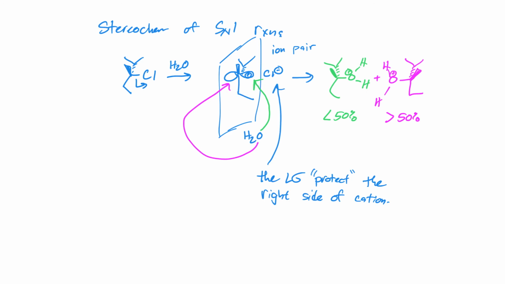So most of the time, an Sn1 reaction does not result in perfect racemization of our chiral starting material as we had here. It results in an uneven mixture of the enantiomers. A little bit more from the back side and a little bit less from the leaving group side.